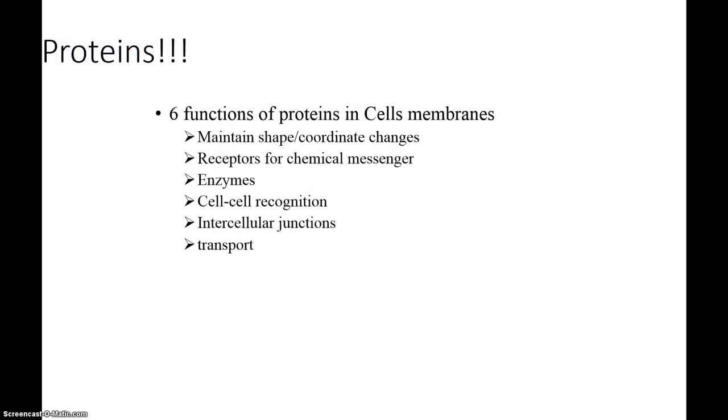Next, proteins. Proteins are so important. There are 6 separate functions that they do in a membrane. First, they maintain shape, which we talked about with cholesterol, and coordinate changes. They can be receptors for chemical messengers, which is where your proteins and glycolipids are going to be important. They are enzymes, which we will get into when we talk about transport. They're involved in cell-to-cell recognition, once again glycoproteins, sorry, not glycolipids, just glycoproteins. They are also important in intercellular junctions and in transport.